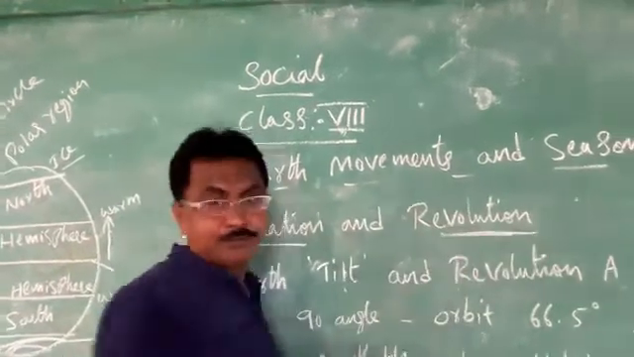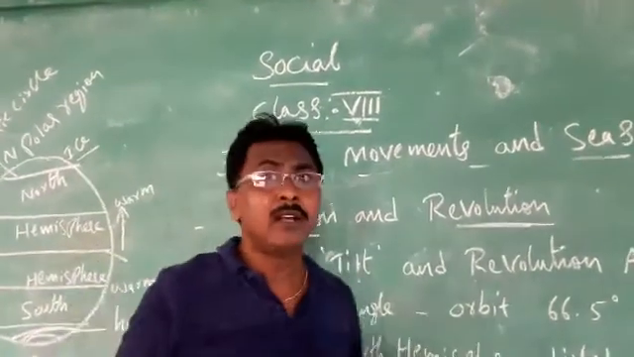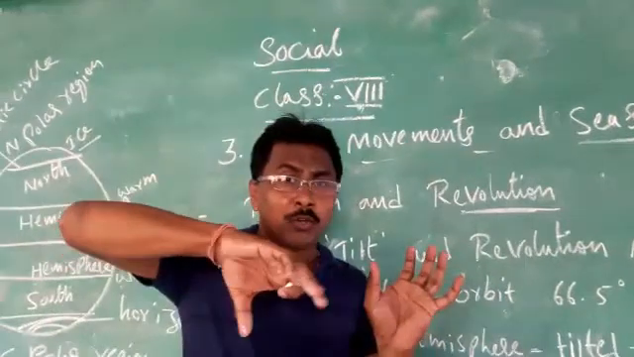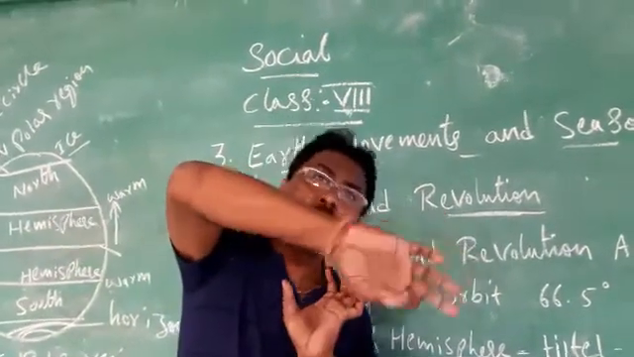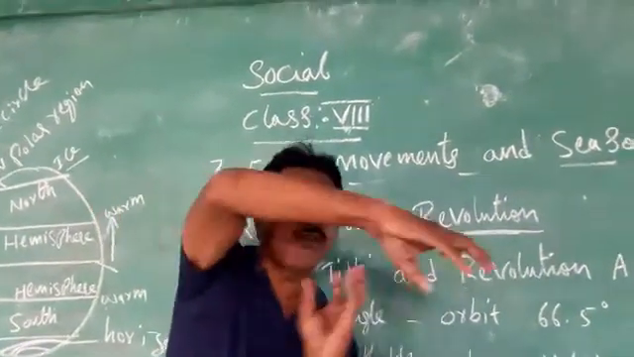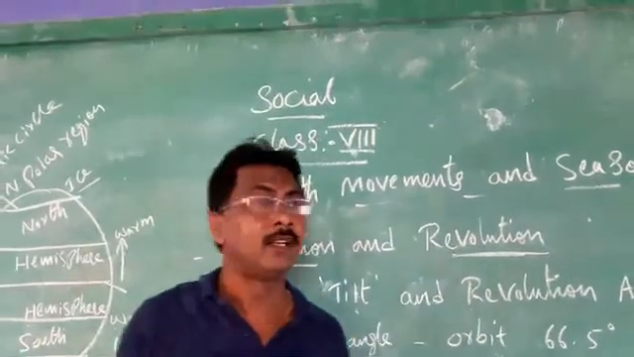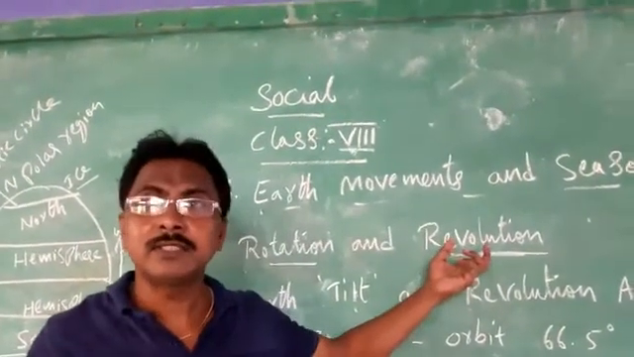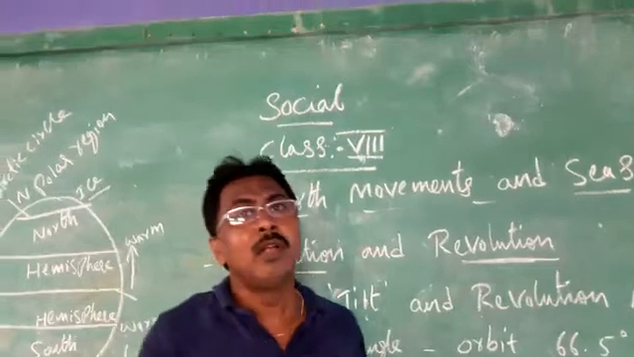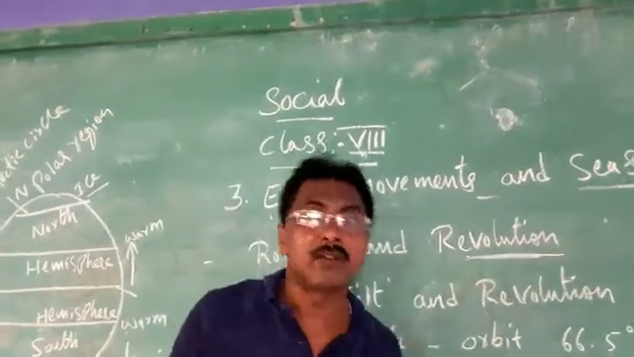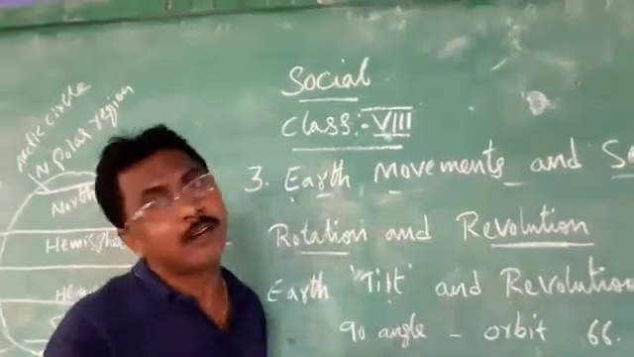And revolution means the earth revolves around the sun on its own axis. The earth revolving around the sun is called revolution, we have discussed. And also I told you, with the revolution seasons are caused.